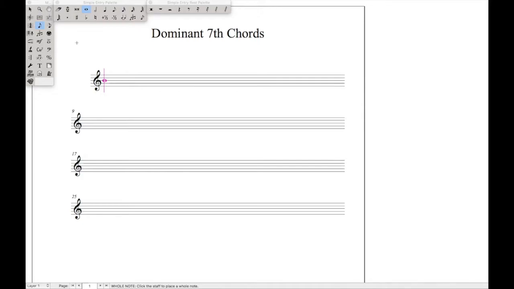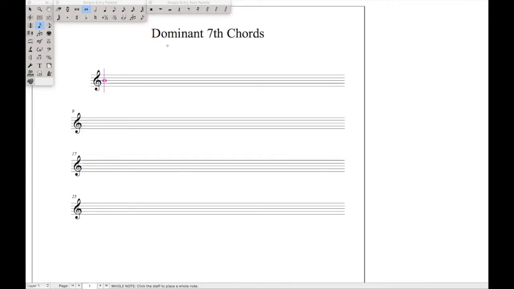All right, folks, here we go. We are going to be looking at some dominant seventh chords, which is a new topic for us. And we're going to be looking at how to build these, how they relate to triads, which we already know. So the first thing that we want to do is just take a peek at exactly what they are.